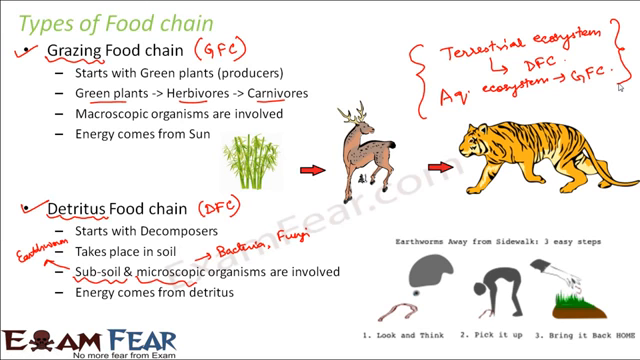In case of grazing food chain, energy comes from the sun, but in case of detritus food chain, energy comes from the detritus, that is the dead remains of plants and animals. They themselves contain a lot of energy, so they become the source of energy. Decomposition of dead remains takes place in case of detritus food chain, so that we all know.